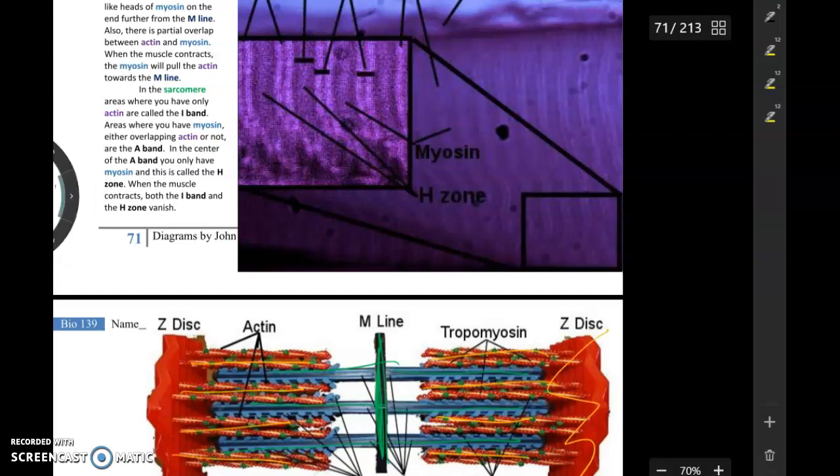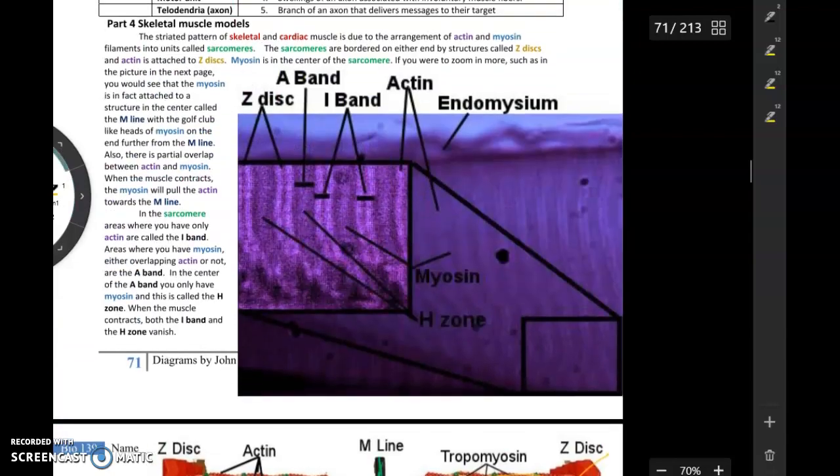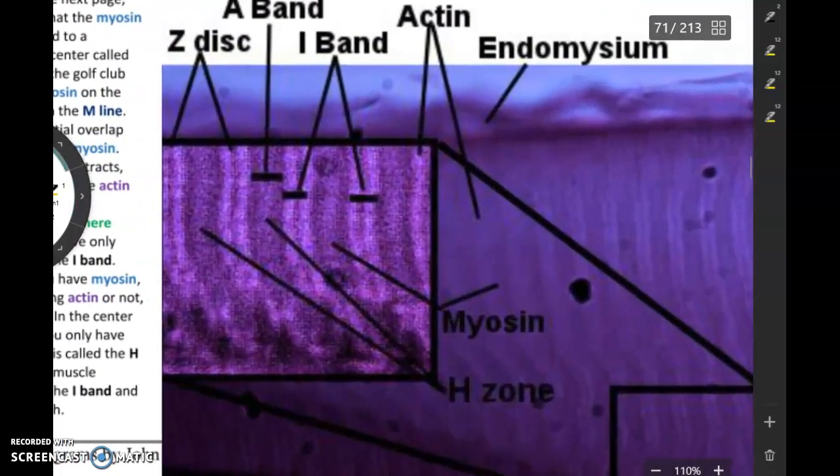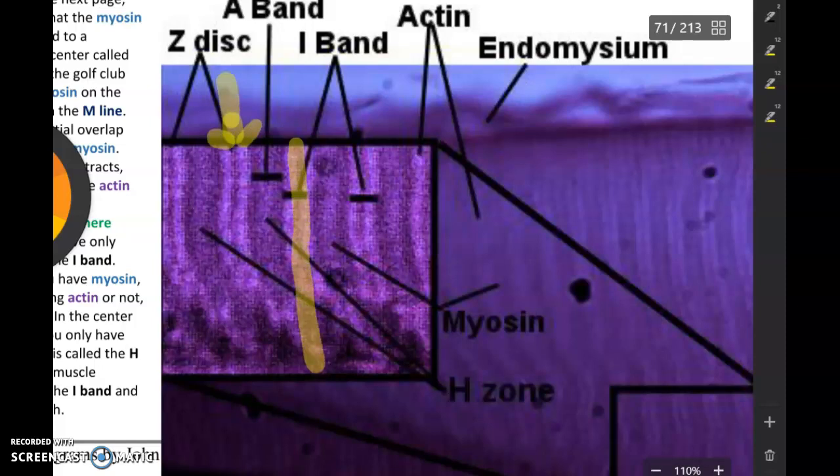So this is what it actually looks like on the histology slide. So I'm going to start by showing you the Z disc. This is the Z disc right here. So this line right there is the Z disc. So for drawing the Z disc, you just have this thin line. Oops, that was the highlighter in black. So you just have a thin line.